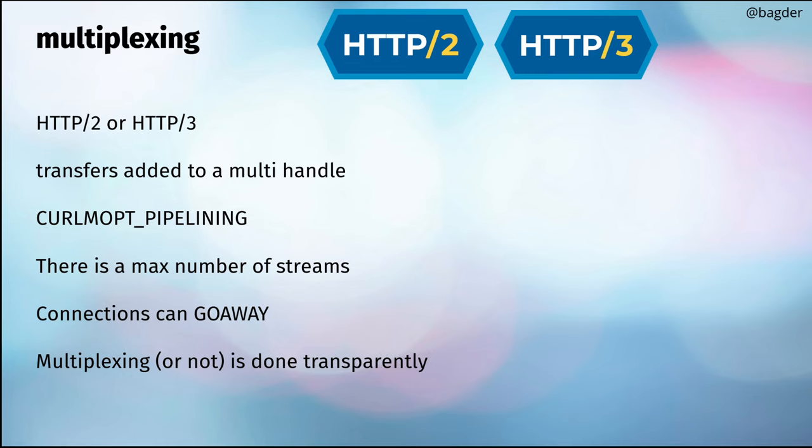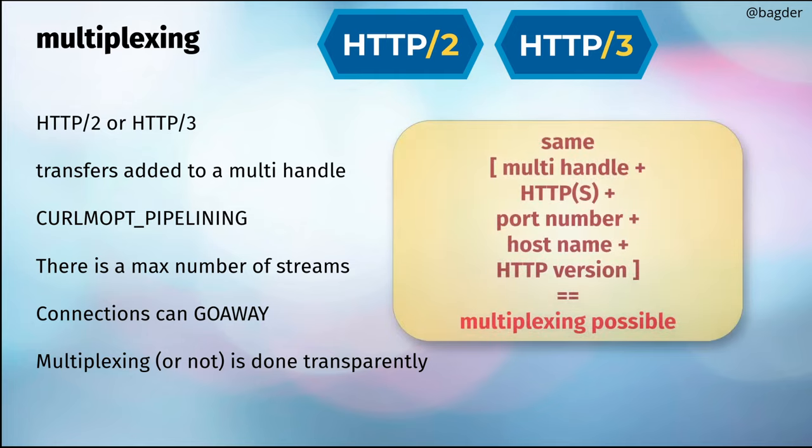It's done transparently, and curl will just do whatever it can do according to the instructions. But from the application's point of view, it just does internet transfers, right? Maybe they are multiplexed, maybe they are not. The data is going to go in either direction the same way. The API works the same. It appears the same. But if they are multiplexed, they're just going to use fewer connections.